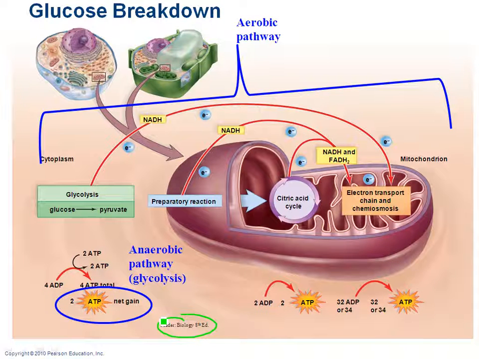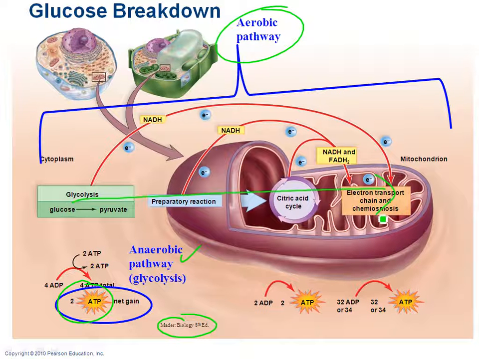Okay, so here is the anaerobic. I said anaerobic is without oxygen. So if you're not breathing in enough oxygen, you're going to do anaerobic pathway. You're only going to make 2 ATPs. If you have enough oxygen in your blood, you're going to do the aerobic pathway. You're going to move through all 4 of these steps.